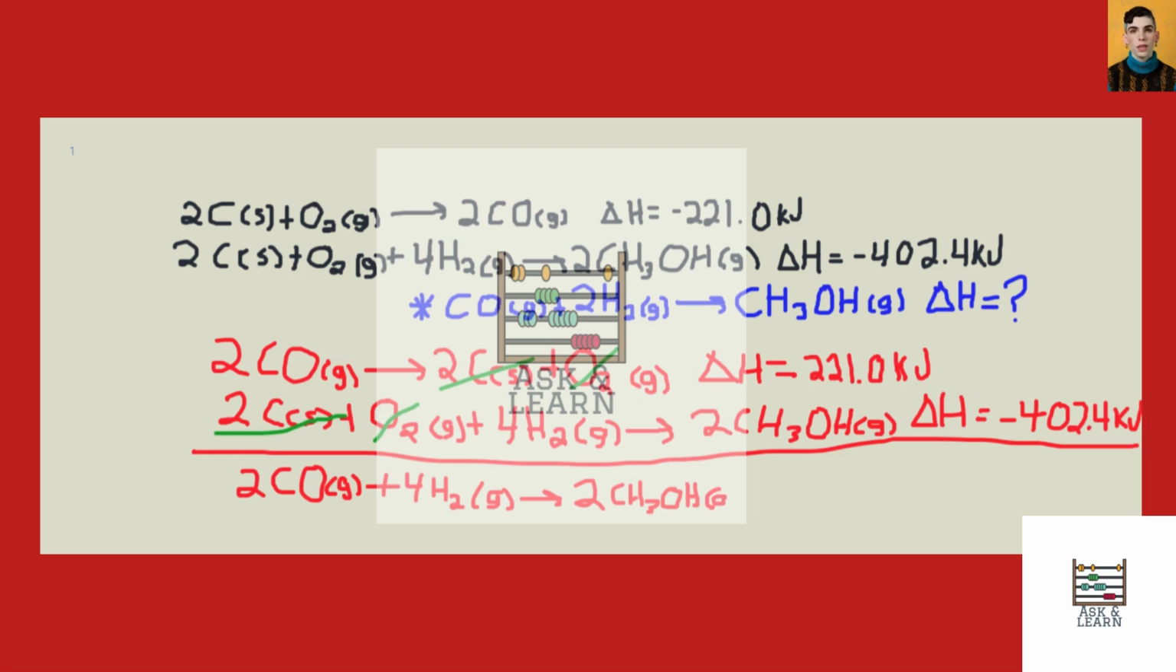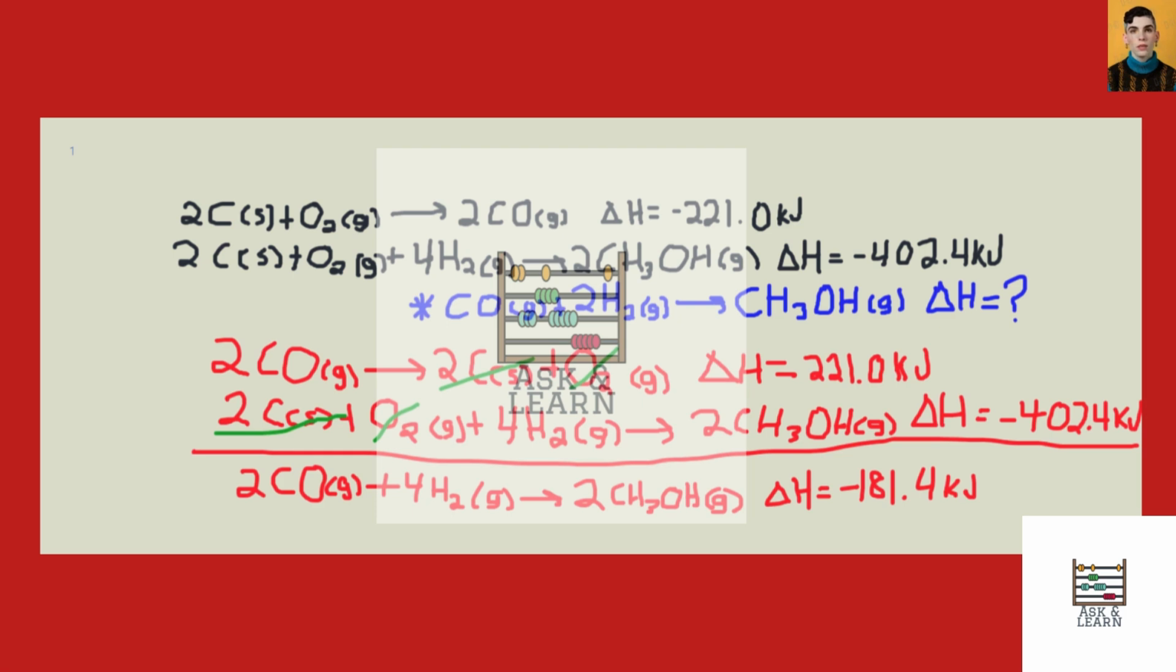Now we added our delta H's here, so 221 plus negative 402.4 kilojoules. So delta H for this reaction is going to be equal to negative 181.4 kilojoules.